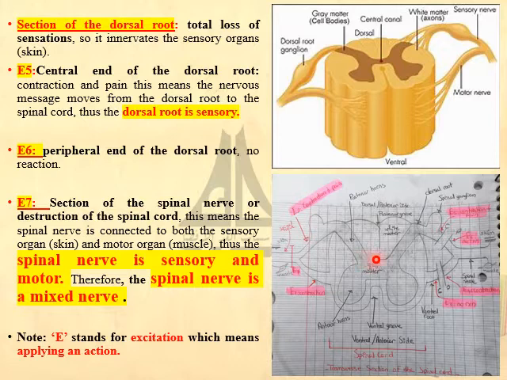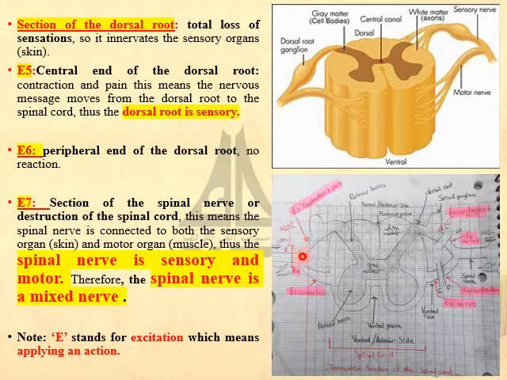Still, we have the role of the spinal nerve and the spinal cord. What happened in E7? Section of the spinal nerve or destruction of the spinal cord. I represented it by this line. Look, in E7, he sectioned, he finally cut the spinal nerve. What was the result? The result was no reaction. When he applied a stimulus, no reaction.